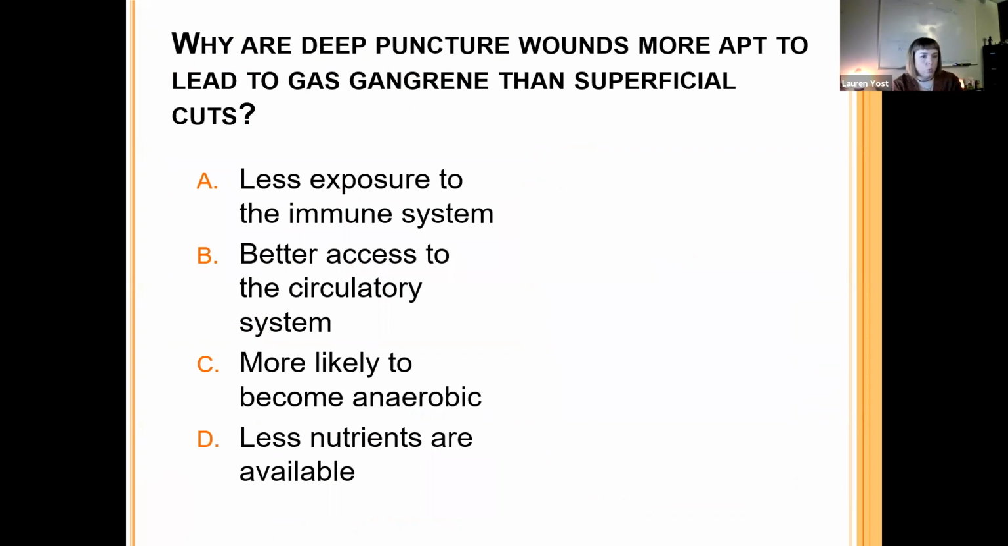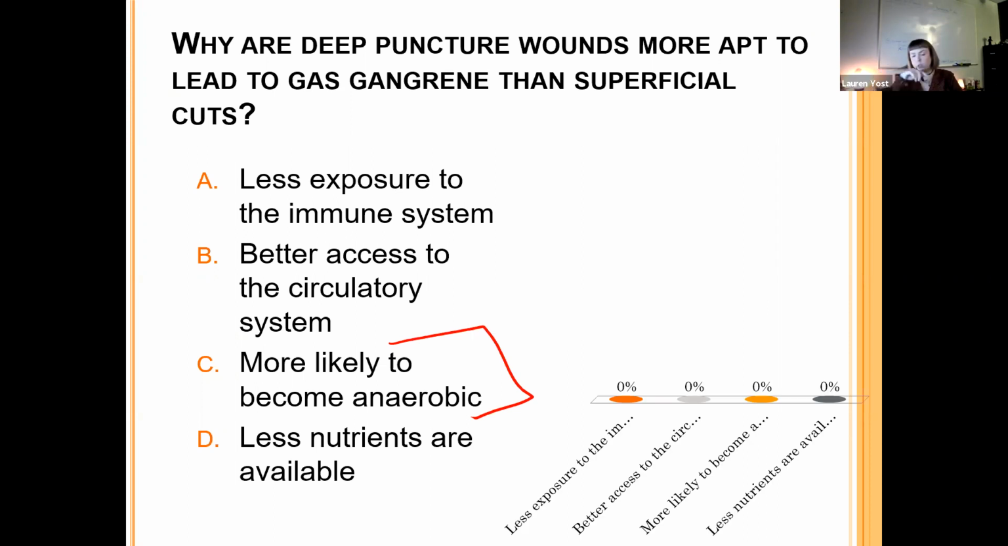So here's a question. Why are deep puncture wounds more apt to lead to gas gangrene than superficial ones? This is where we were talking about them being anaerobic, because this bacteria, when it is anaerobic and not exposed to any air, will produce the toxins that cause the symptoms associated with this disease. So if you have deep puncture wounds, they are more likely to be anaerobic than shallow ones, right? So that's more likely to cause gas gangrene when exposed to Clostridium perfringens.